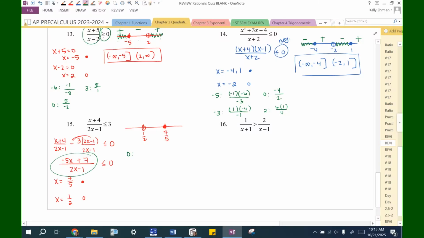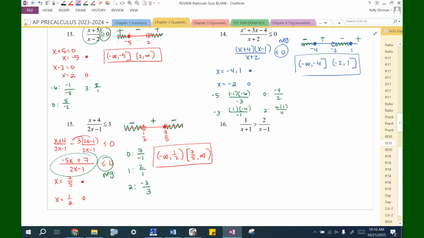Plug into this, you get 7 over -1, negative. What's between 1/2 and 1 2/5? 1. -5 plus 7 is 2. 2 minus 1 is 1, so that's positive. And what's bigger than 1 2/5? I would just do 2. -10 plus 7 is -3. 4 minus 1 is 3. That's negative. We want negatives because this is less than or equal to 0. So solution set is negative infinity to 1/2, square bracket 7/5 to infinity.